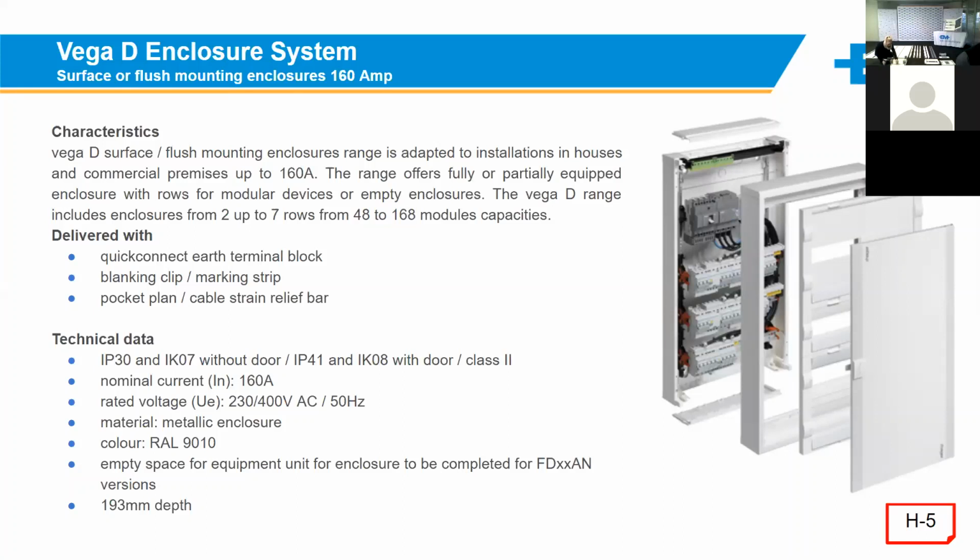What's also nice about the product is that if you would like to install miniature circuit breakers next to it, obviously the depth of the Model K circuit breaker is a lot deeper than the miniature circuit breakers. So you get what they call a DIN rail riser that will lift the miniature circuit breaker to the same level as the Model K circuit breaker. So all your products will be on the same level once you've closed it. So the product is available from a 2-row up to a 7-row product, meaning 48-way up to 168-way for miniature circuit breakers.